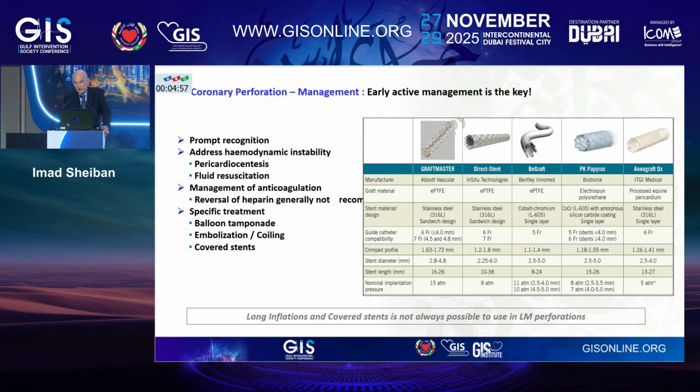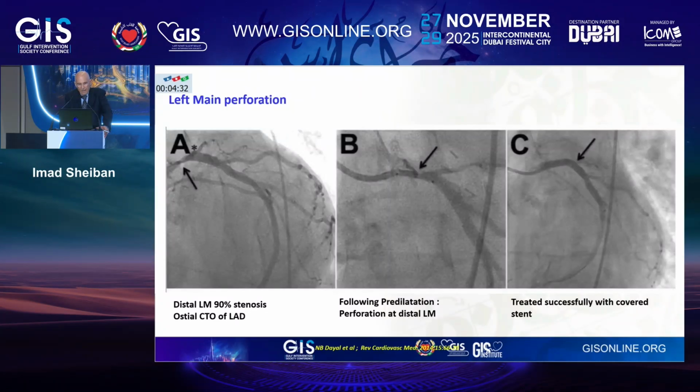Perforation at the left main is a very rare event, but it can occur. The most important thing is prompt recognition. If it happens, it can carry hemodynamic instability or something that can be very challenging. There are some descriptions. I have never had a left main perforation, but I looked into the literature.